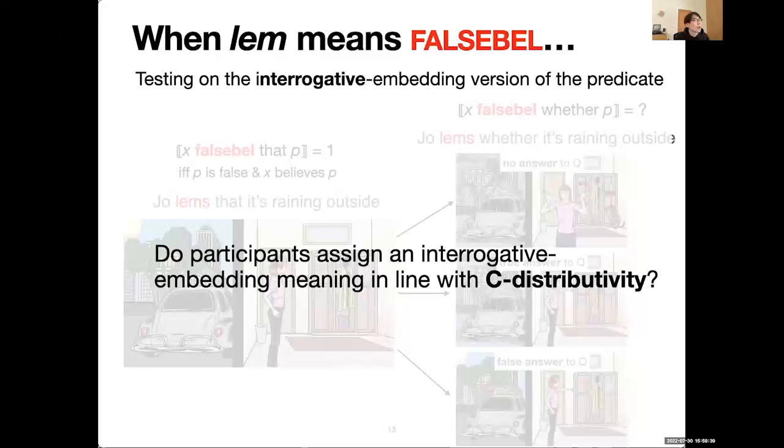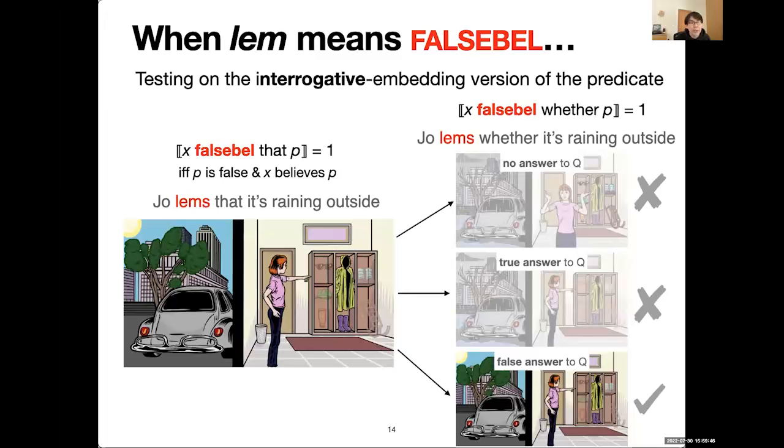The question is whether participants assign an interrogative embedding meaning in line with C-distributivity. So what's the prediction? Well, if false bell obeys C-distributivity, then Joe false bells whether P is true if and only if Joe falsely believes that P or Joe falsely believes that not P. Now, this means that the sentence is true just in case Joe has a false belief. So the sentence Joe lems whether it's raining outside would be true in this scenario, but false in these two scenarios.